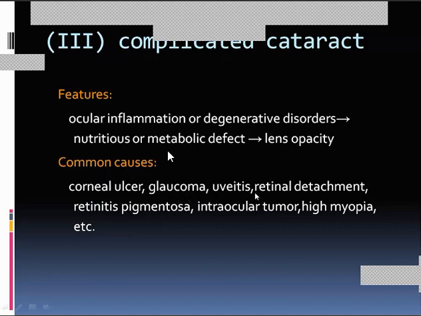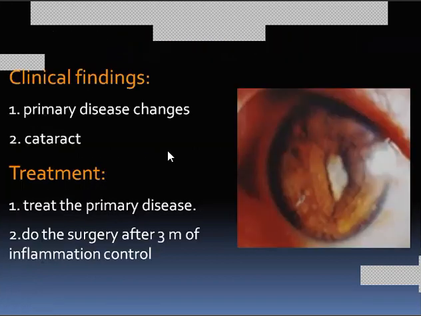The diseases which you are reading in your book related to ophthalmology, like uveitis, glaucoma, and corneal ulcer, all lead to cataract. When the cataract is associated with secondary causes other than the lens, that is, cataract occurs secondary to other problems in the eye, it is called the complicated cataract.